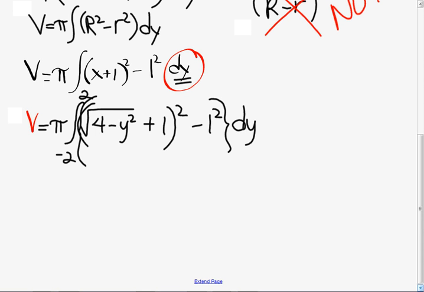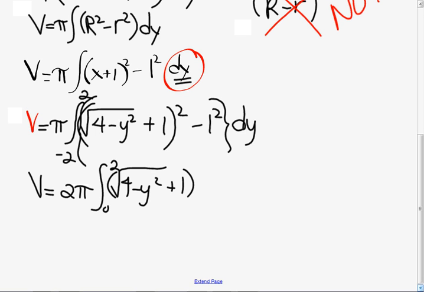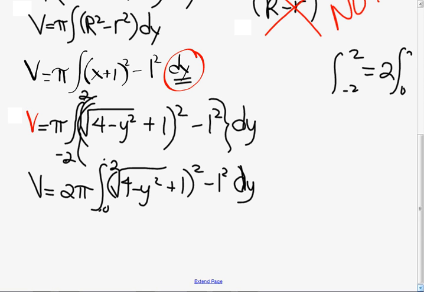Isn't the top half of that apple the same as the bottom half of that apple? Couldn't we just do 2 pi, and it's 0 to 2? Well, see, on a multiple choice question, they might have done the doubling of it as your answer. Who knows? Because I took from minus 2 to 2 and cut it in half, 0 to 2. The top half of the apple and the bottom half of the apple are the same, so I just doubled it. The integral from negative 2 to 2 is equal to 2 times the integral from 0 to 2.